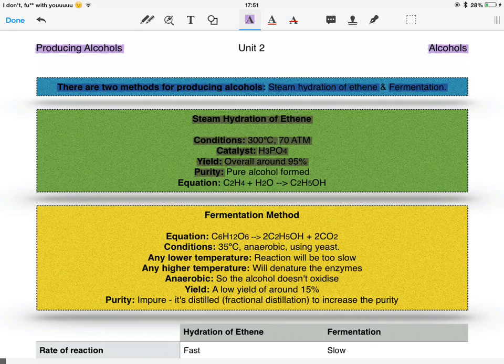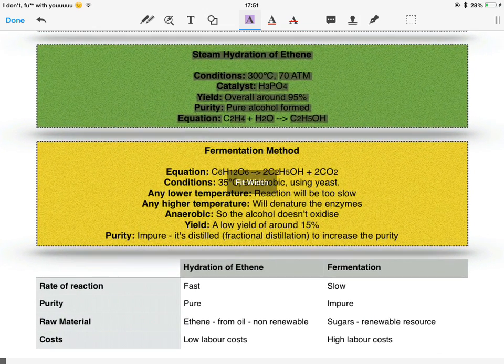The purity, well, it forms a pure alcohol, and the equation for this is ethene plus water to form ethanol. The fermentation method, well, the equation for this is glucose, which we should know from GCSE is C6H12O6, breaks up to form 2 moles of ethanol and 2 moles of carbon dioxide. The conditions for this are 35 degrees Celsius. It's done anaerobically, so that's without oxygen, and using yeast.